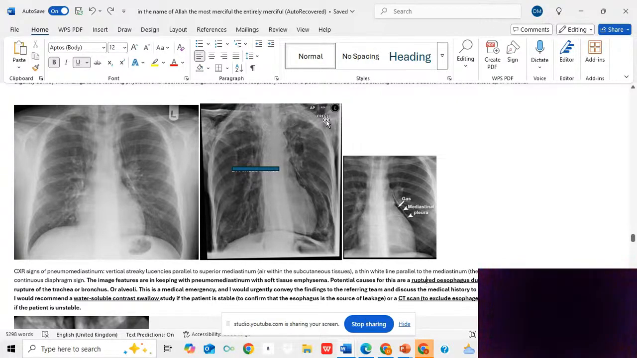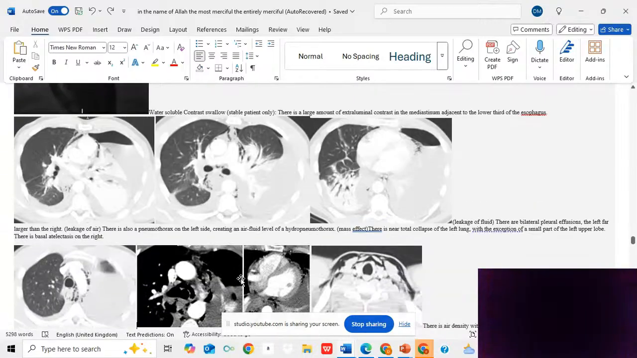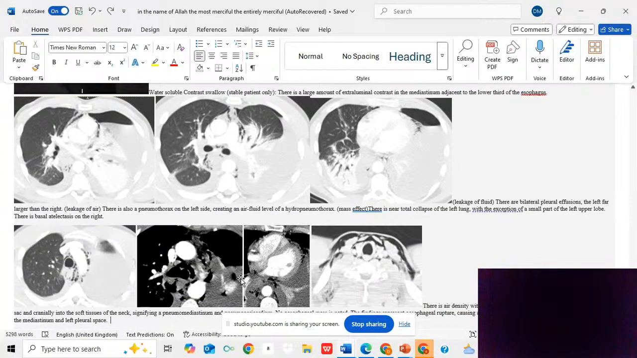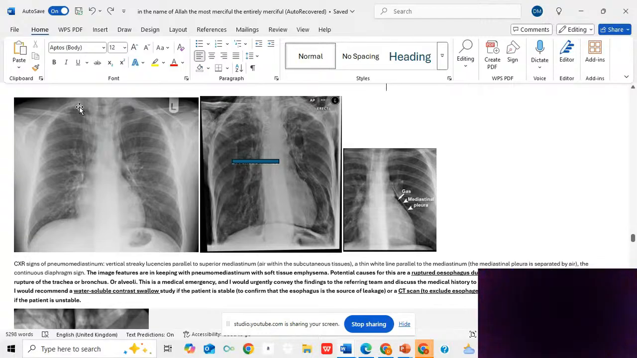To imagine that, I will show you a CT scan here. Okay, can you see the CT scan? Can you see the air within the soft tissue of the neck? So these vertical streaky lucencies here represent air within the soft tissue of the neck.